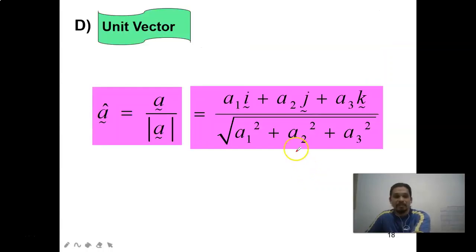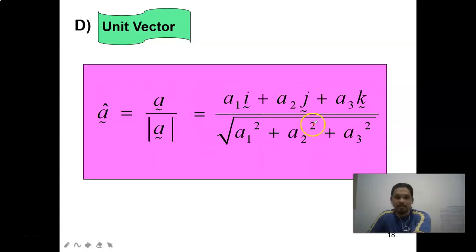And the unit vector of the vector A is equal to the vector A itself divided by the distance, or absolute value, of the vector A. So as you see on the screen now, the magnitude of A, with i, j, and k, divided by the magnitude of the vector A itself.